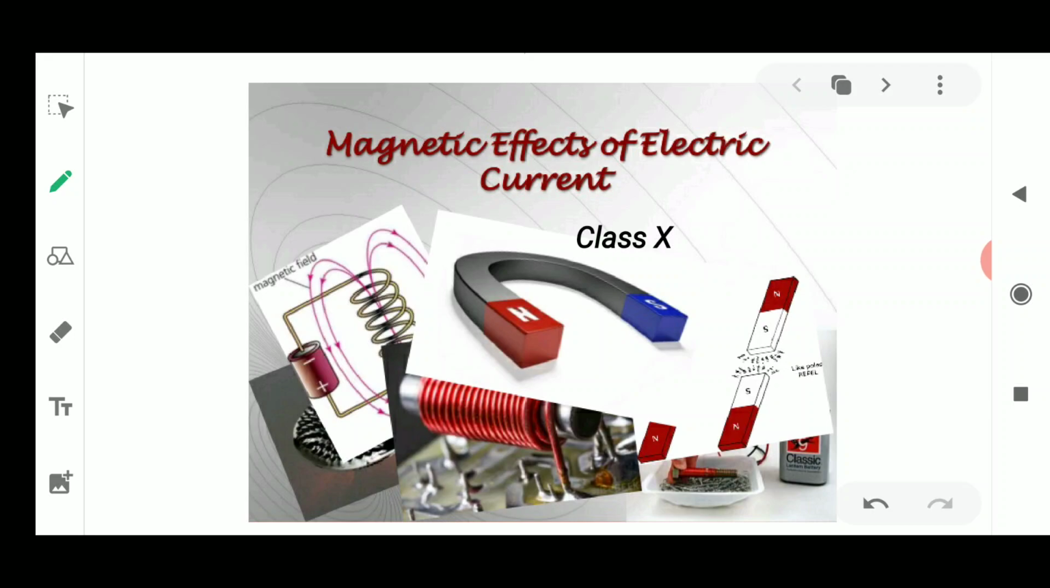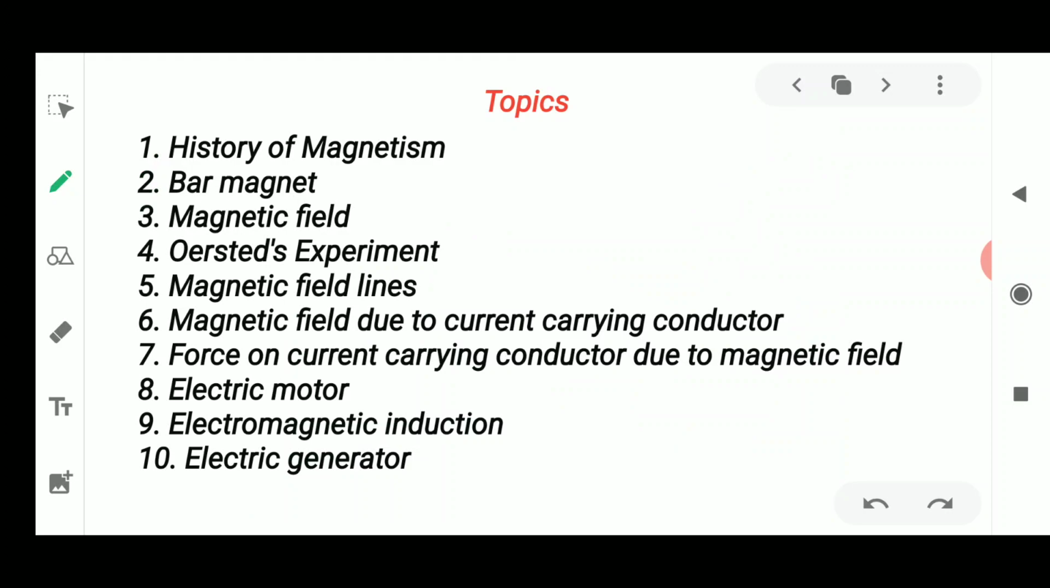Before starting today's video, I would like to tell you about the topics which shall be discussed in this chapter. The first topic is the history of magnetism. Then we'll discuss bar magnets and other types of magnets also. Then some properties related with magnets, that is magnetic field. Then we are going to discuss one experiment, that is Oersted's experiment.